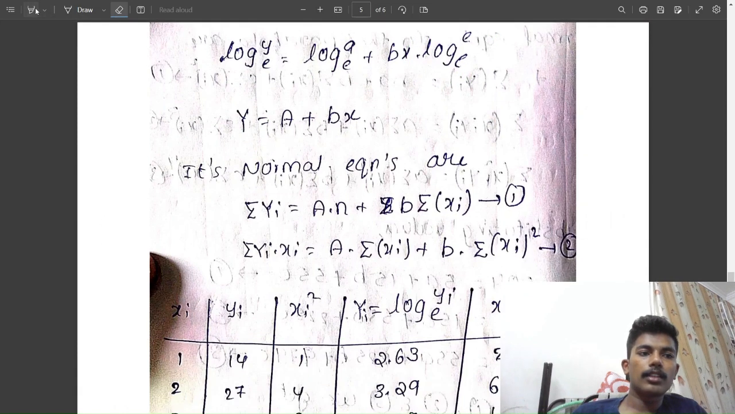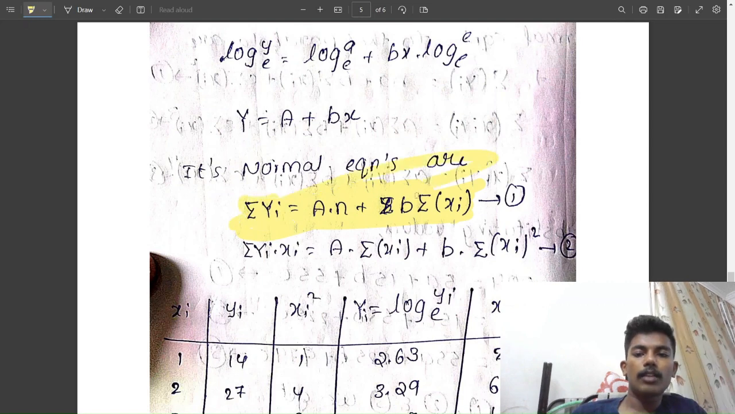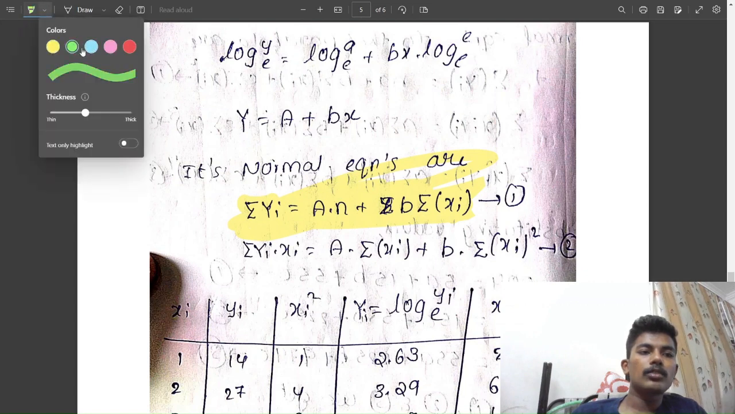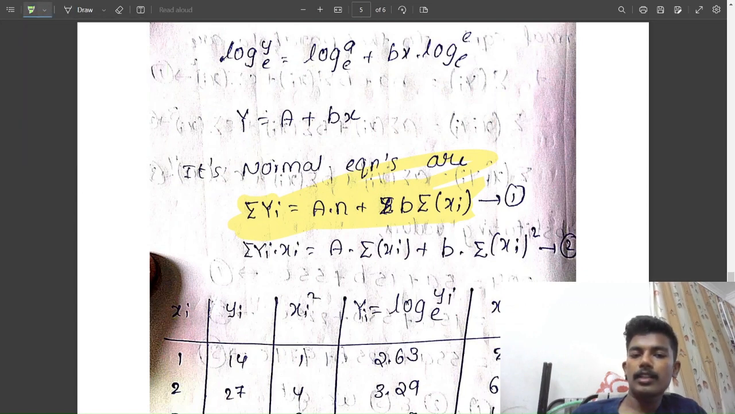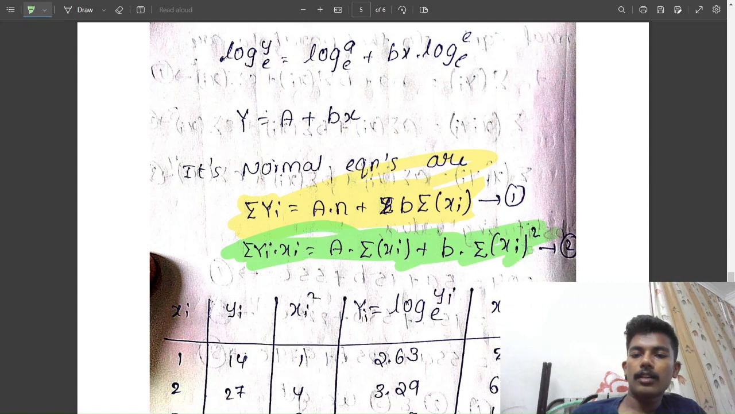So the normal equation for this is given by, we have found earlier. Sigma yi is equal to n a plus b into sigma xi. This is the first normal equation, and the second normal equation is by applying summation with respect to xi. So this is the second normal equation, the one colored in green. So these two are the normal equations.